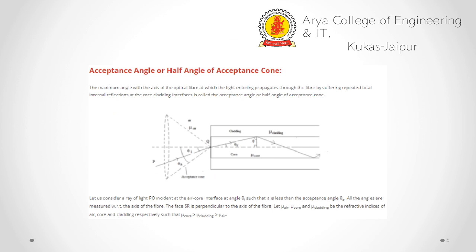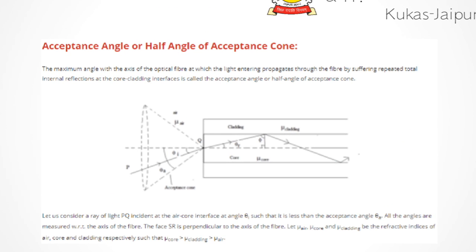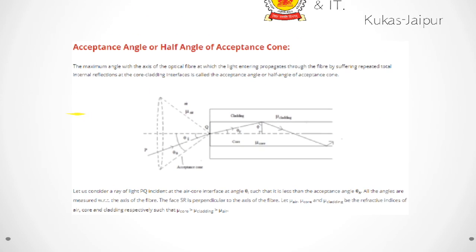Now let's talk about the acceptance angle or half angle of the acceptance cone. The maximum angle with the axis of the optical fiber at which light entering propagates through the fiber by suffering repeated total internal reflection at the core-cladding interface is called the acceptance angle or half angle of the acceptance cone. We can see this in the diagram.